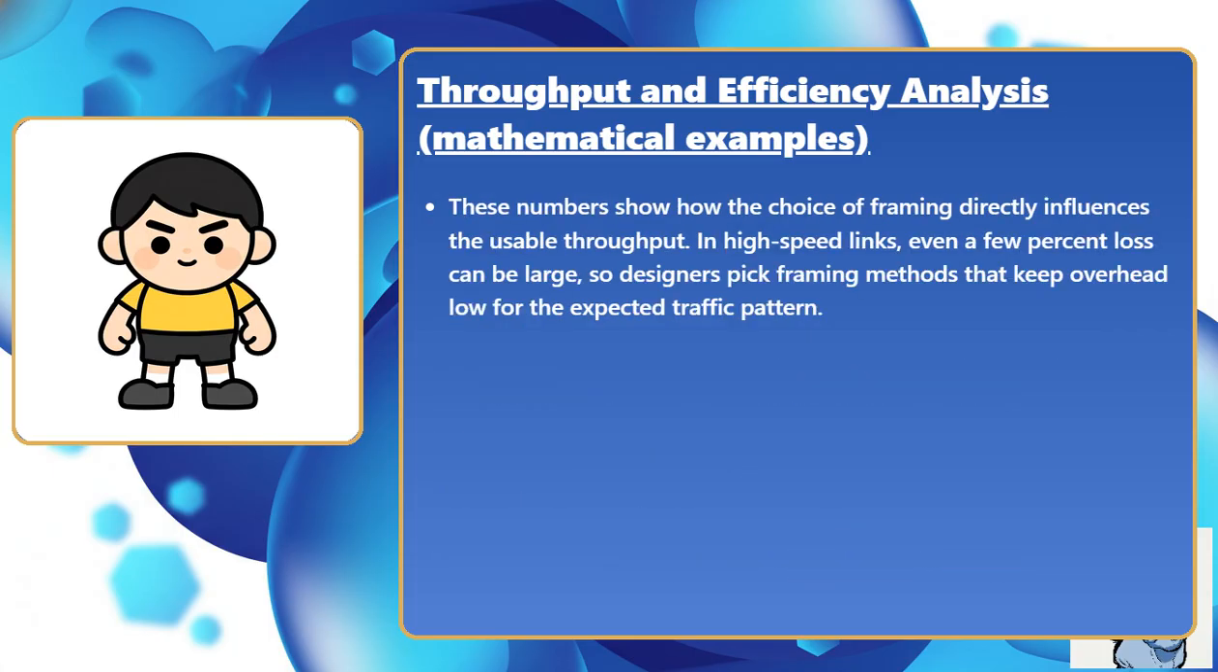These numbers show how the choice of framing directly influences the usable throughput. In high-speed links, even a few percent loss can be large, so designers pick framing methods that keep overhead low for the expected traffic pattern.